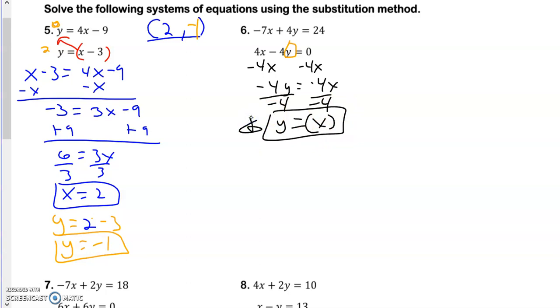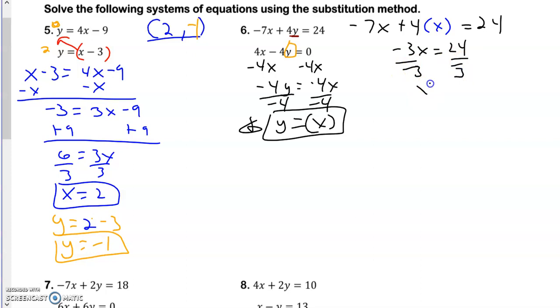So anytime I see y in this other equation, I'm going to put in x. So let's go and take a look. So we go -7x plus 4, and I'm going to put in my x, and then I'm going to get equals 24. Well, that's just going to get me a -3x equals 24. I'm going to divide by -3, and x equals -8.